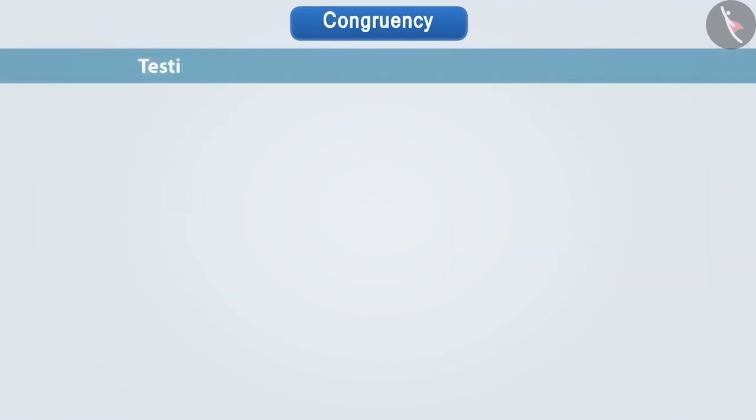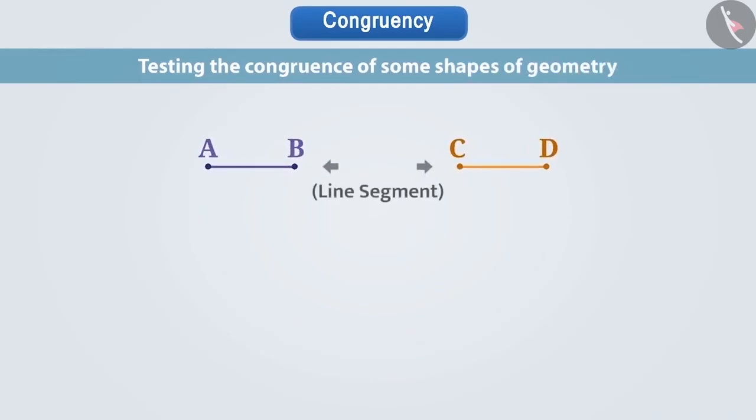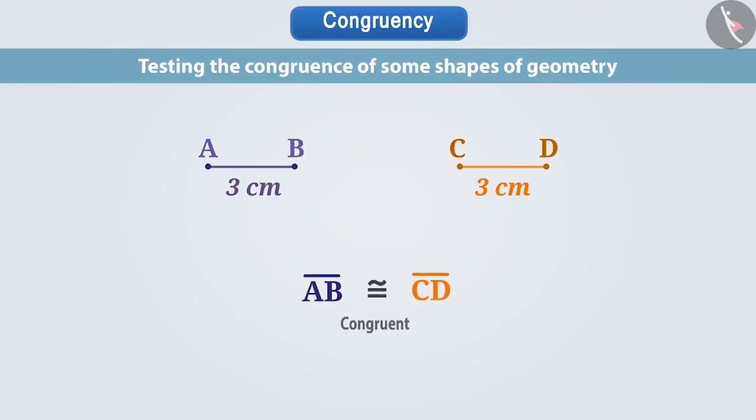Now let's examine the congruency of some shapes of geometry. Are two line segments always congruent? Think. Let us tell you. The lengths of line segments are limited. When the two line segments have the same length, as here, the line segment AB is equal to 3 cm and the line segment CD is equal to 3 cm, then they cover each other completely. In such a situation, they are congruent.